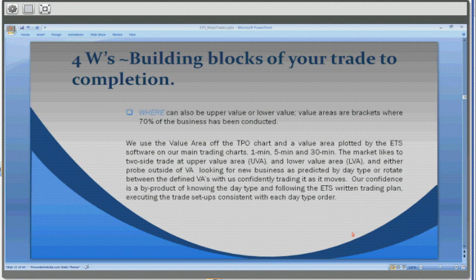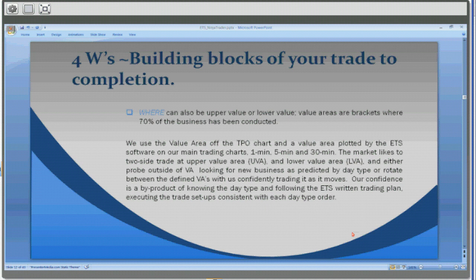And we use our value area off our TPO chart or our historical value area that we use on our 1, 5, or 30-minute. It's going to be the same calculation. Value area is the same on a 5-minute as it is on a 30-minute. So everything matches. The market likes to do two-sided trading at the upper value area. It also likes to do it at the lower value area. Or it's going to start probing out of value, looking for that new business.